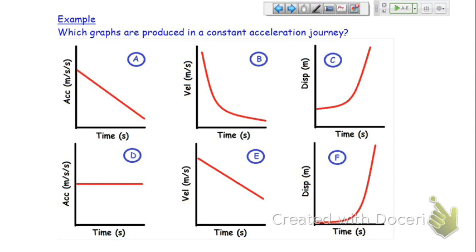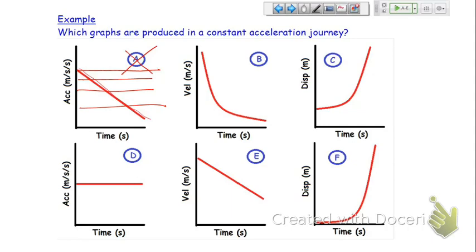So let's go through this. Which of these graphs are produced in a constant acceleration journey? Is this constant acceleration? Absolutely not. Yeah, that's constant acceleration, and that's constant acceleration. But that's not. That's by definition not constant.